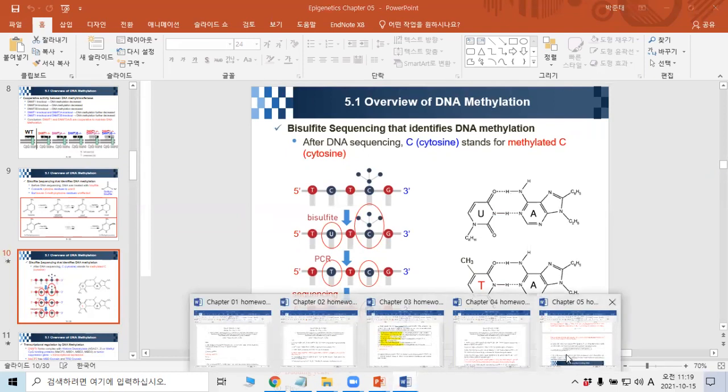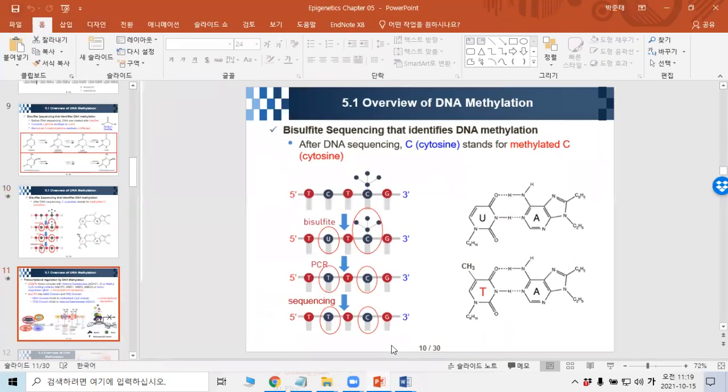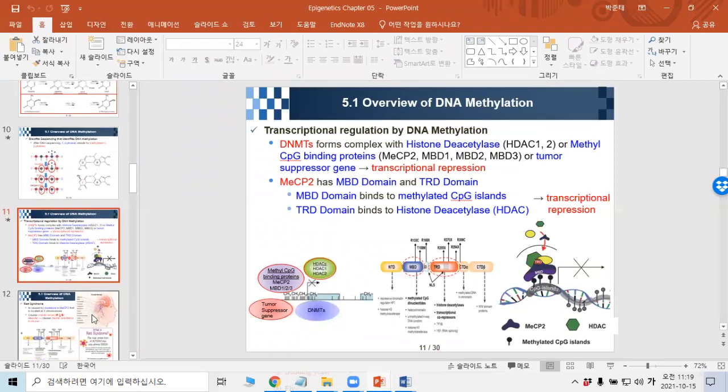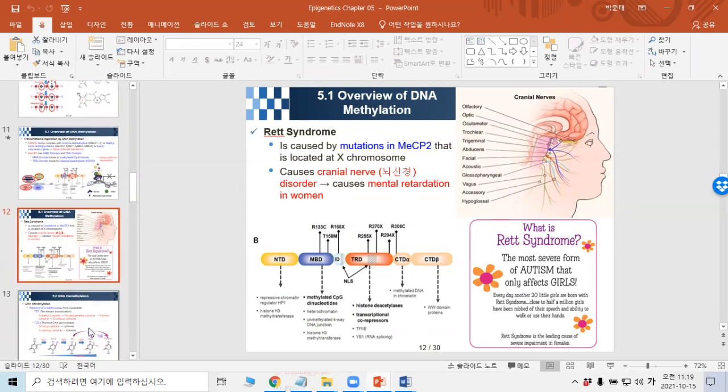So you have to understand this one. In the midterm exam, you have to understand the bisulfite sequencing. Very important. And also there is another transcriptional regulation by DNA methylation. Also another disease, Rett syndrome, where there is a mutation in MECP2. So they will cause some disorder like this.